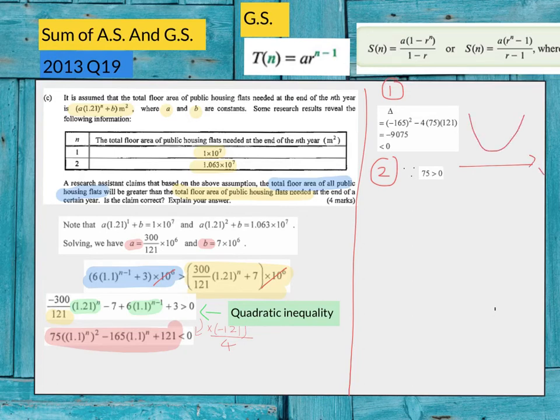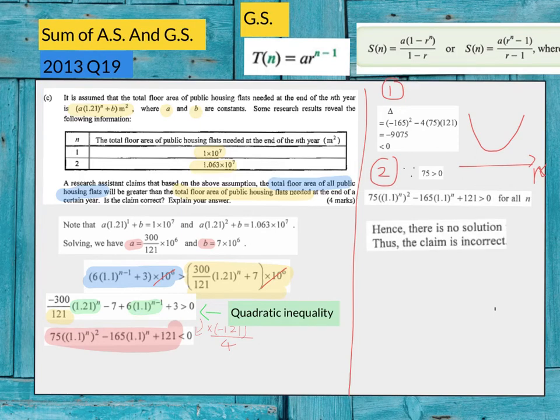That means the expression must be greater than 0 for all values of n. It cannot be negative. Alright? So that means we have no solution. And then it is incorrect.